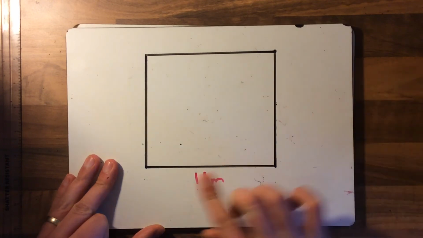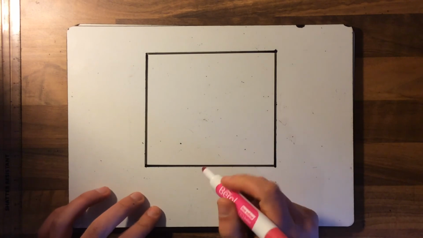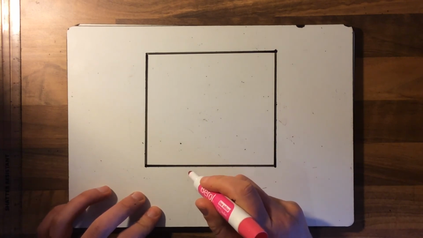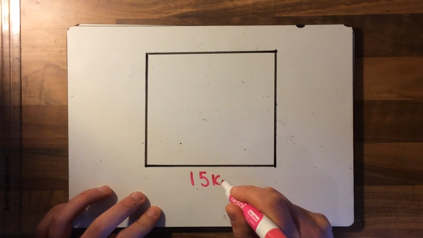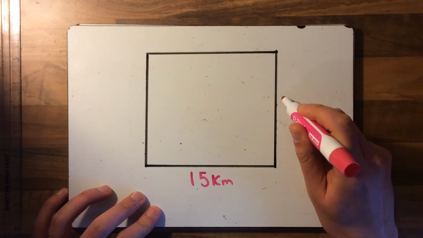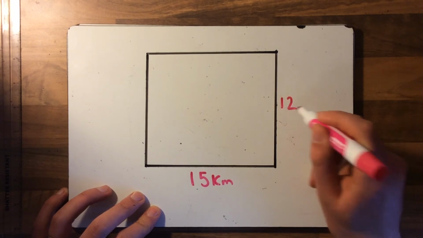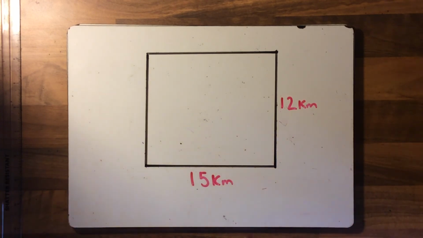Right, let's have a go at one more. Let's make it a big space. 15 kilometres by, let's have 12 kilometres. So just multiplying here, in this case, we're multiplying the width by the height. I'm going to pause the video there, year 6.